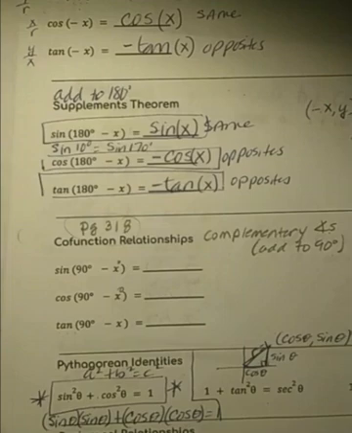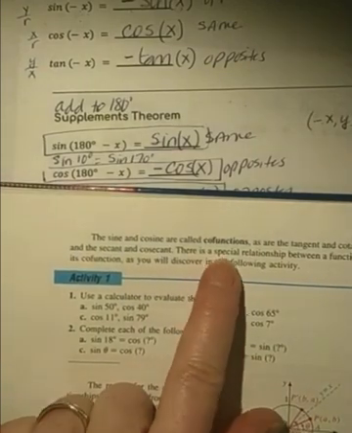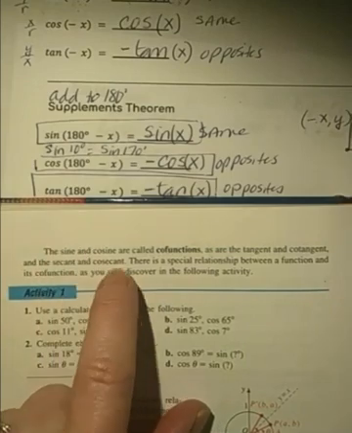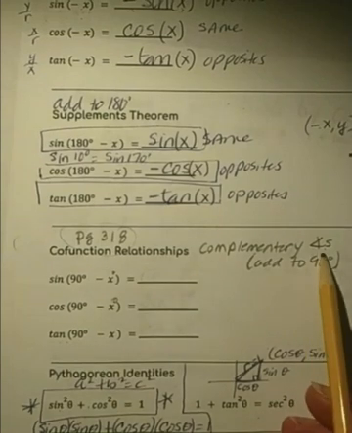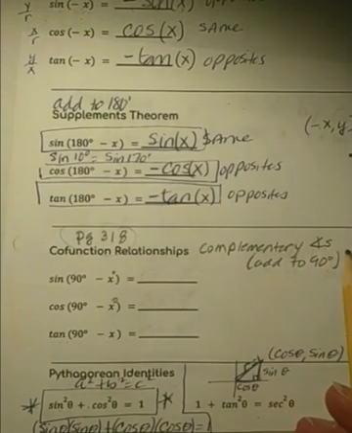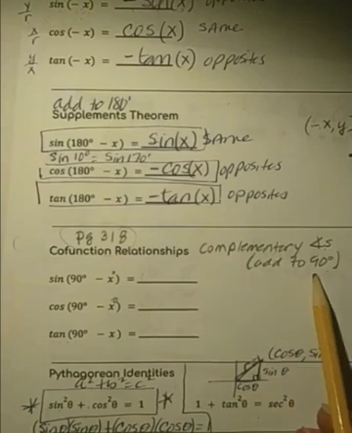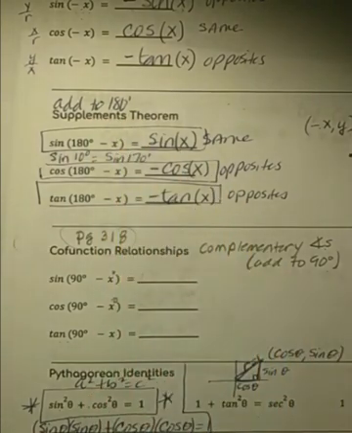Now we have a third thing called cofunctions. At the top of page 318, which I'm just going to stick in here for just a minute, they really tell you that sine and cosine are cofunctions, and so are tangent and cotangent, and secant and cosecant. Not the same as reciprocal functions, okay? Cofunctions really deal with complementary angles. And recall from geometry that complementary angles are two angles that add to 90 degrees, as opposed to supplementary angles, which add to 180 degrees.